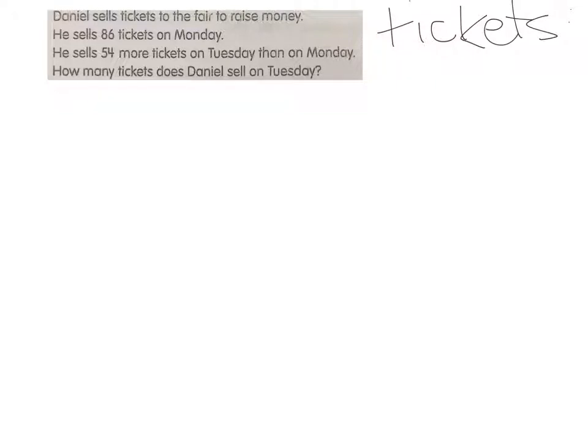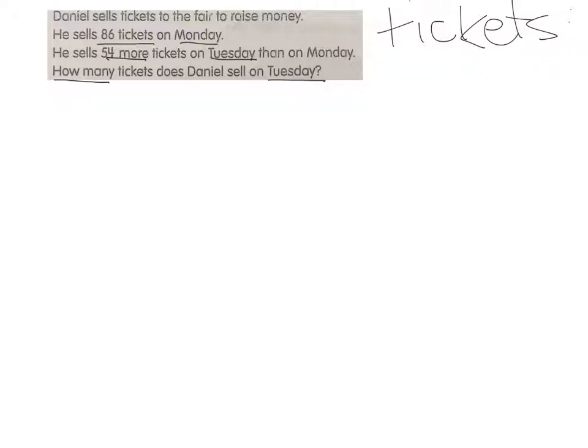The third step is to reread the problem and underline the important information they're going to need to use to solve the problem. So Daniel sells tickets to the fair to raise money. He sells 86 tickets on Monday. He sells 54 more tickets on Tuesday than on Monday. And the question is asking, how many tickets does Daniel sell on Tuesday?